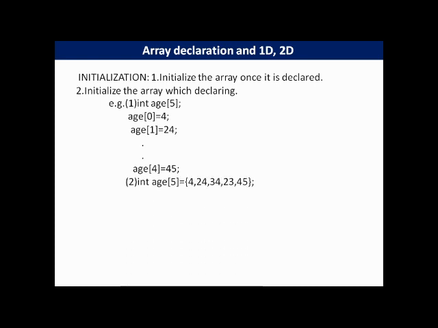Now the second example is int age[5] equals. As these are integers, there is no need for single quotes here. In the curly braces you write the 5 elements and then the semicolon.